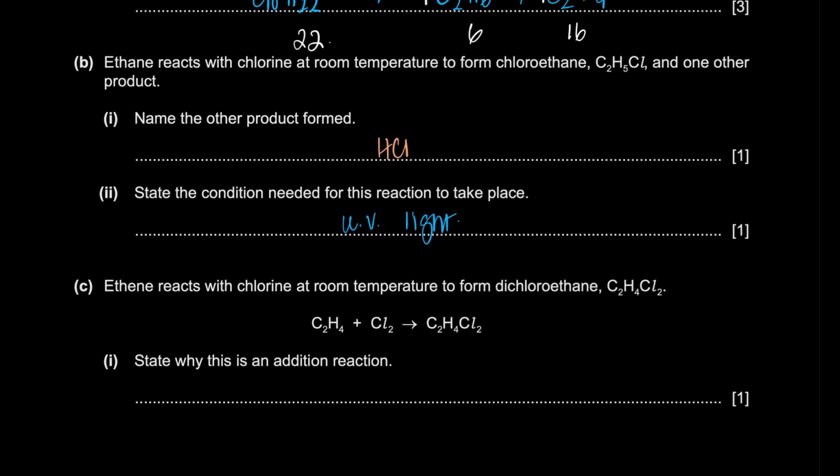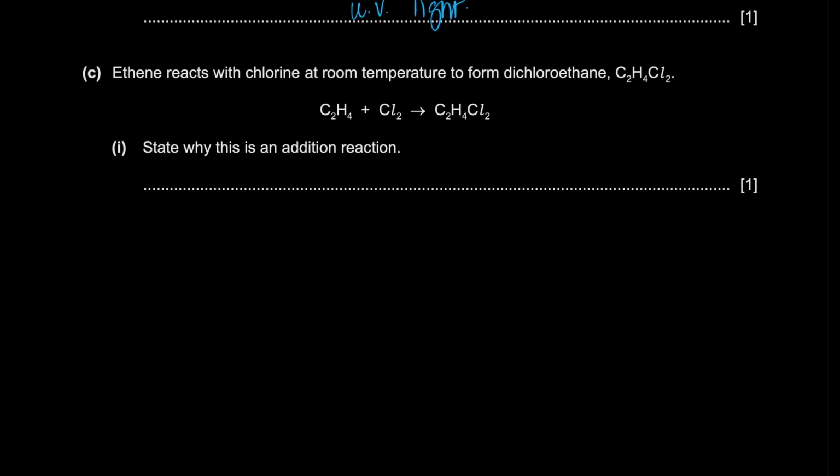Moving on with life. Ethene reacts with chlorine as well at room temperature to form dichloroethane. State why this is an addition reaction. What an absolutely brilliant question. I'm being sarcastic, but the reason is it's only one product, so it's adding together. That's what addition means when it comes to chemistry.